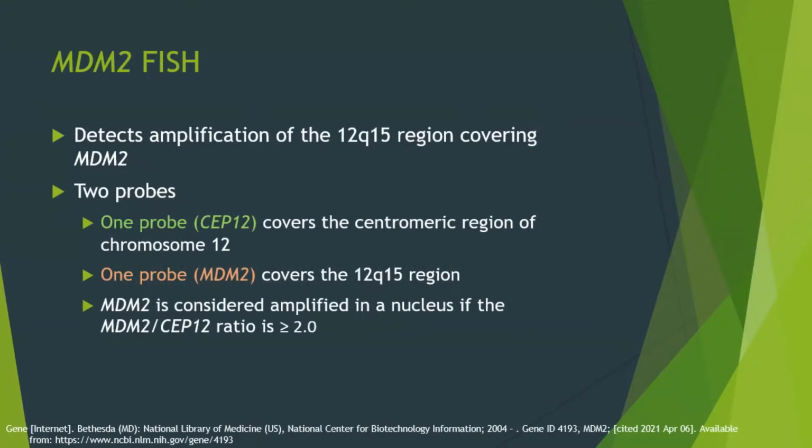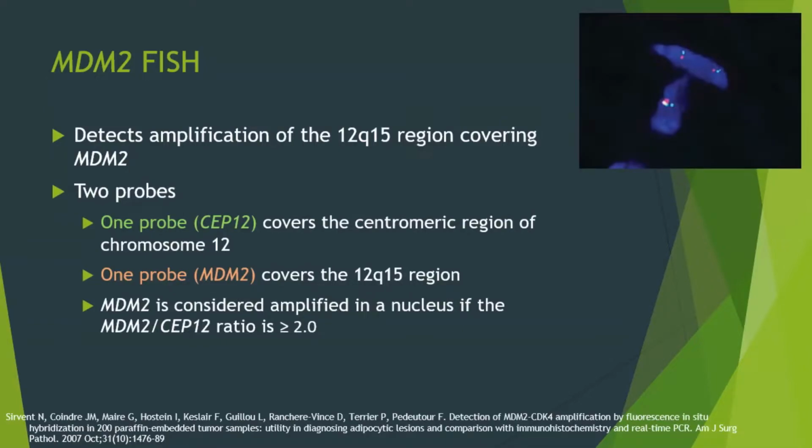Now, MDM2 FISH detects amplification of the band 1 sub-band 5 region of the long arm of chromosome 12 where the MDM2 gene is. So the test setup is like this. One probe binds to the centromere of chromosome 12, which in this case will be colored green, and the other probe would attach to the area of interest, which in this case will be orange.